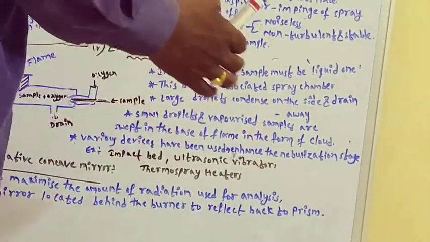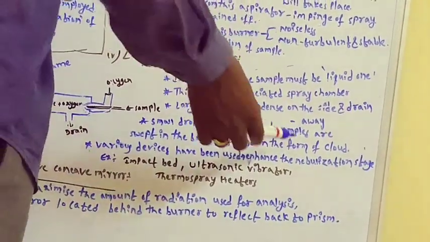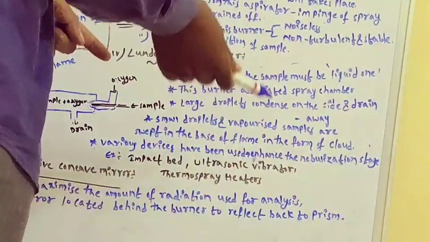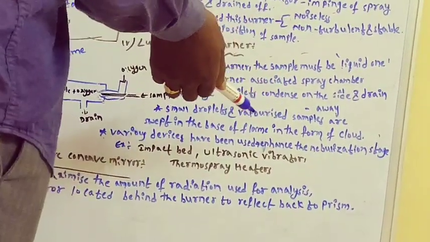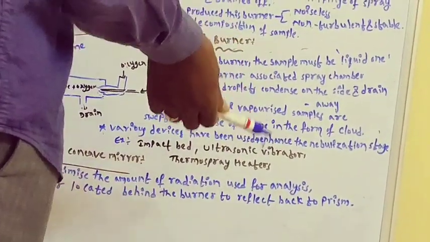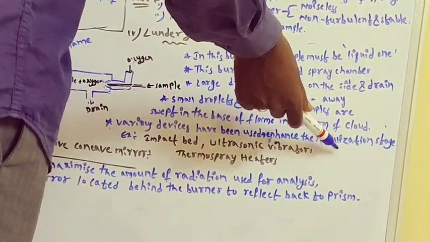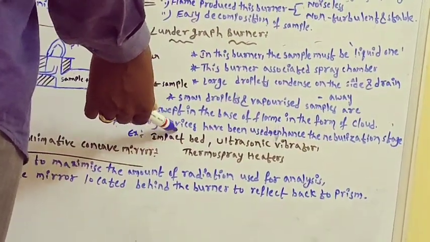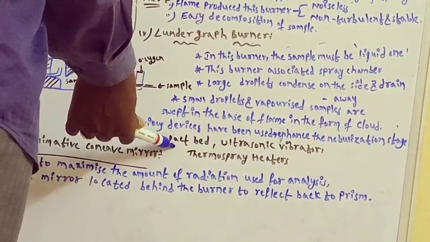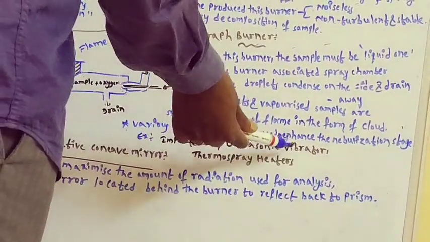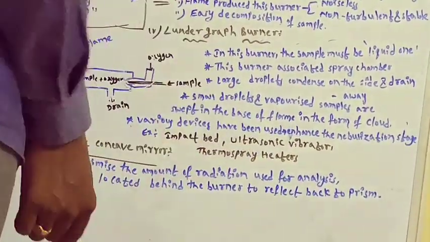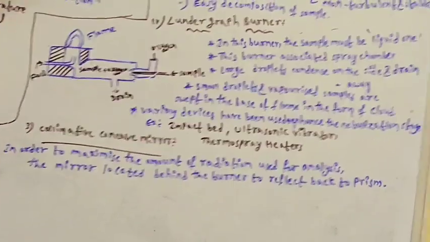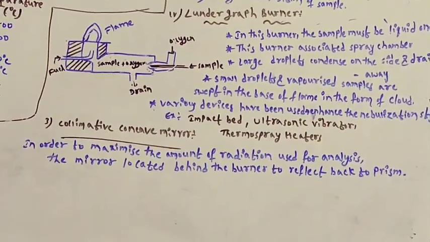Nebulization is nothing but the sample solution, the liquid, being converted into fine droplets. To improve that nebulization process, we have to use several devices. What are those? Impact bead, ultrasonic vibrator, thermospray heaters. These three are used. Okay, this is about types of burners.